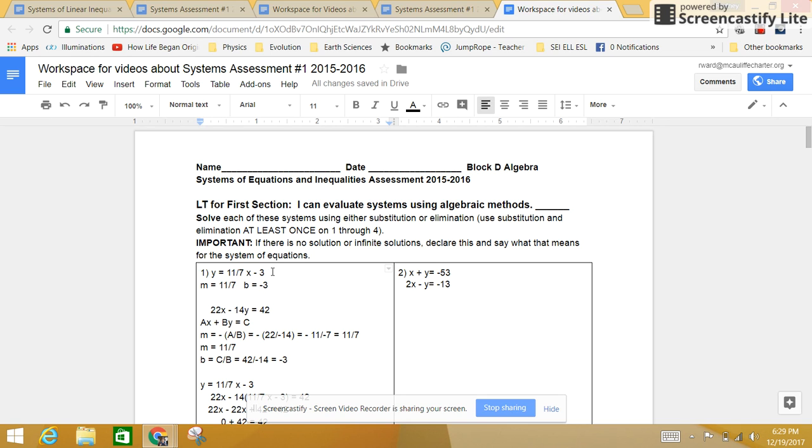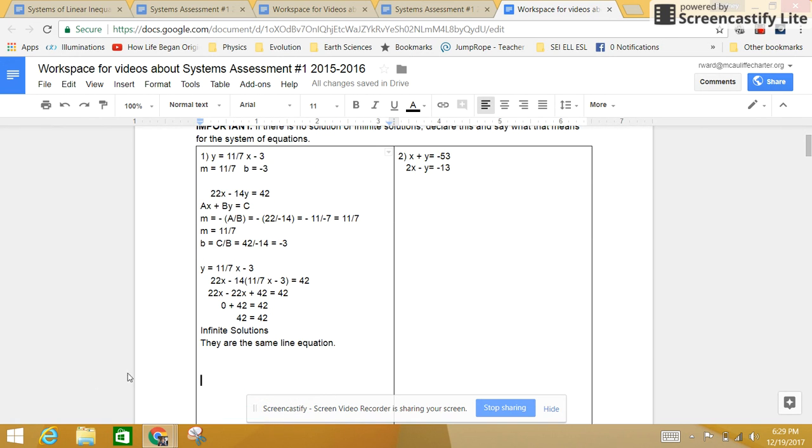So my y-intercept is the same for each of these, and my slope is the same for each of these. So they are the same line. They go through the same y-intercept point, and they have the same steepness. So they are the same line, and that is why they have infinite solutions and are the same equation.